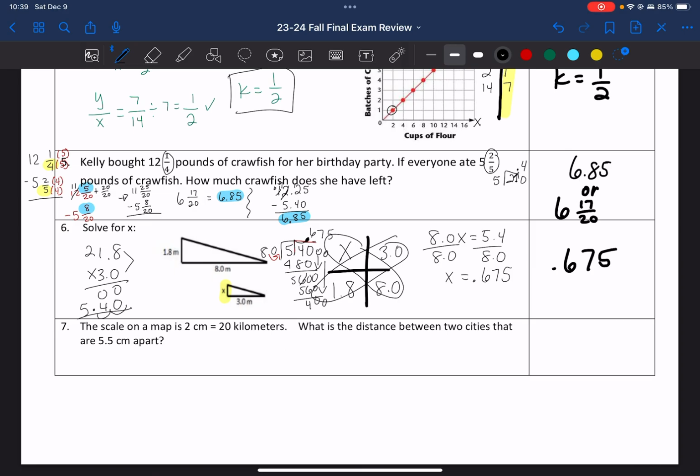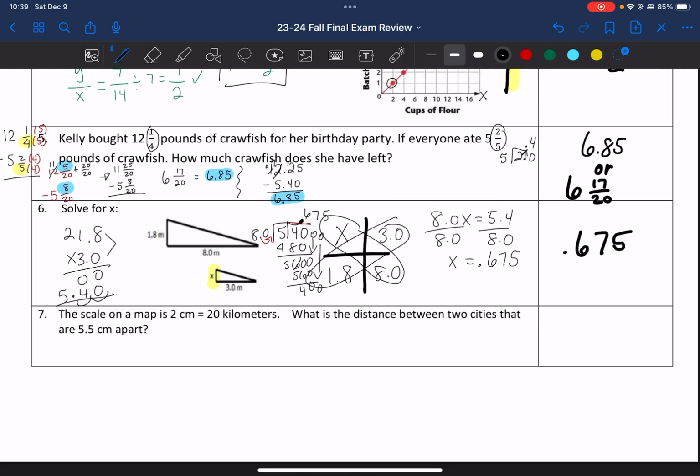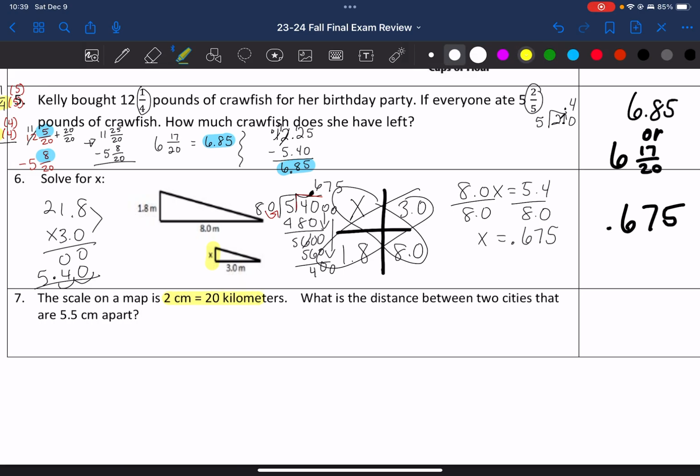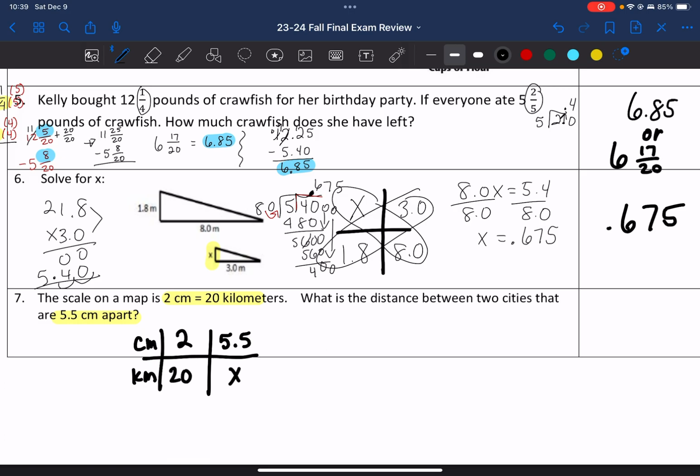Okay, let's look at number 7. The scale on a map is 2 centimeters equals 20 kilometers. What is the distance between two cities that are 5.5 centimeters apart? So here, let's do a tic-tac proportion method. Okay, we're comparing centimeters and kilometers. 2 centimeters equals 20 kilometers. The cities are 5.5 centimeters apart. We don't know how many kilometers that would be. Okay, let's go ahead and cross multiply.